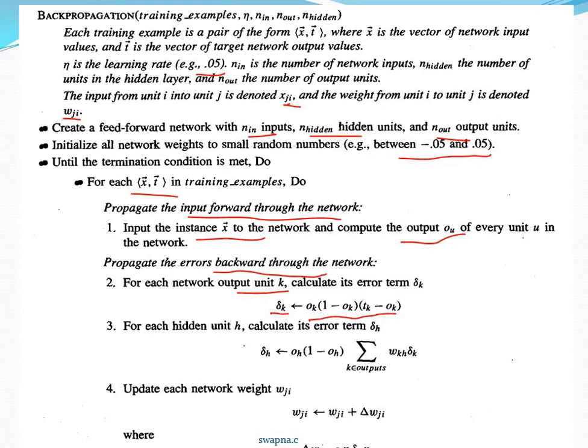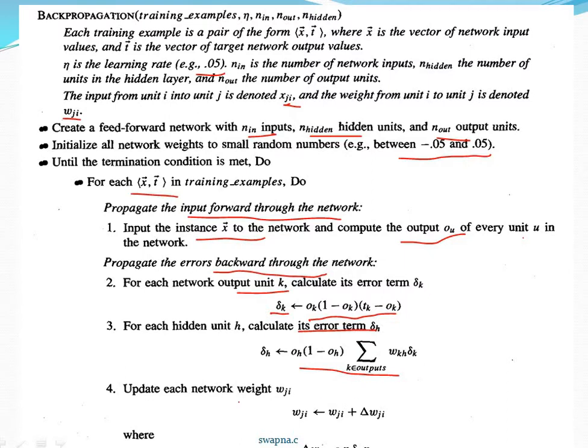After that, we go backward and calculate the error term, which is represented with delta H. The final output error term is delta K for each output unit, and for each hidden unit it is represented with delta H. For this, the error term is like this. Here this is the final error term for this particular unit, and the summation over its downstream units is also considered.